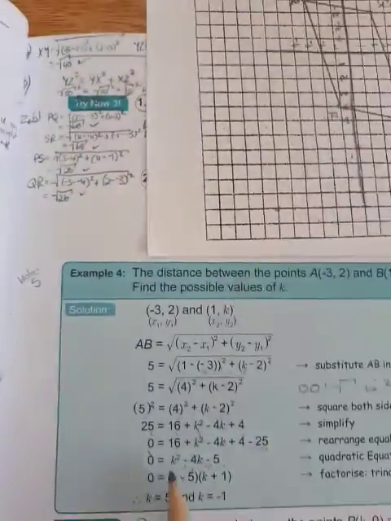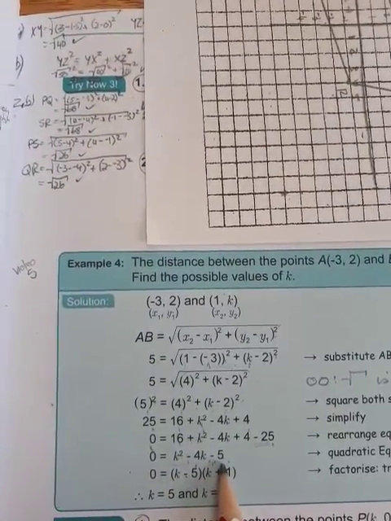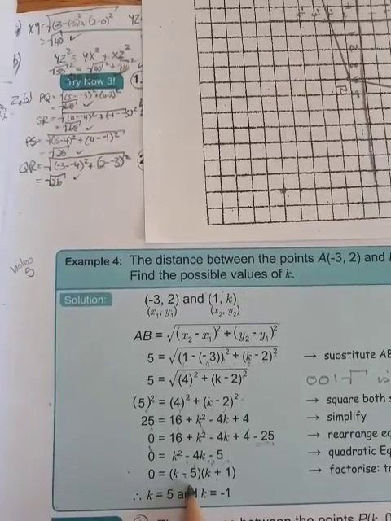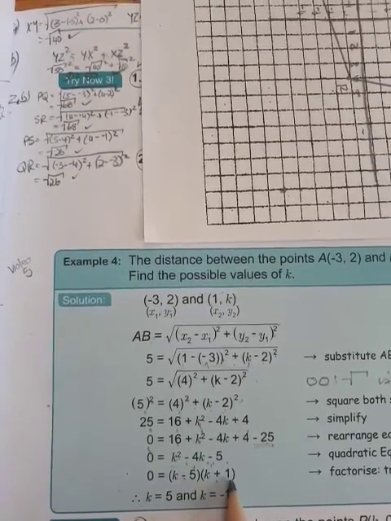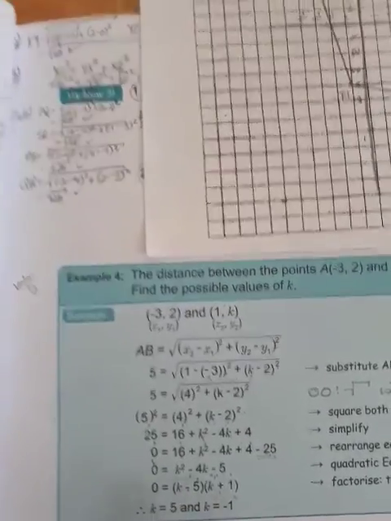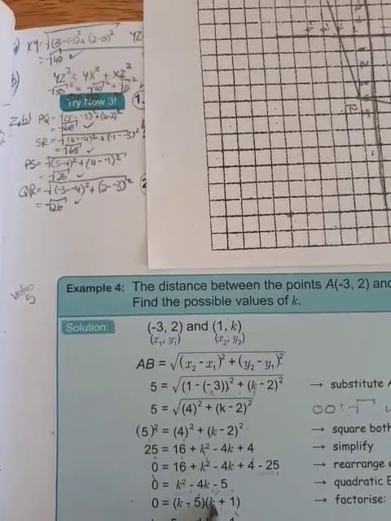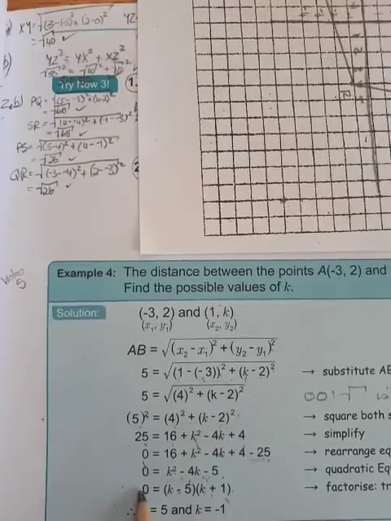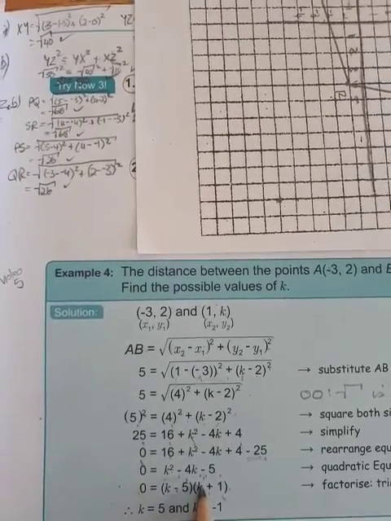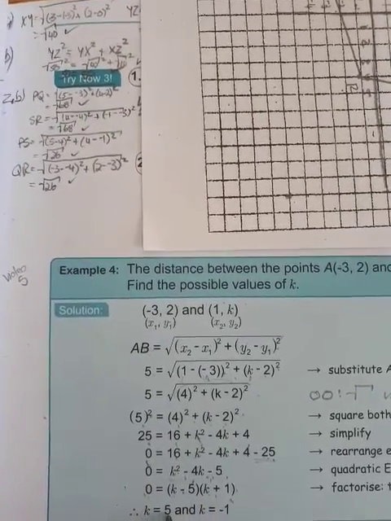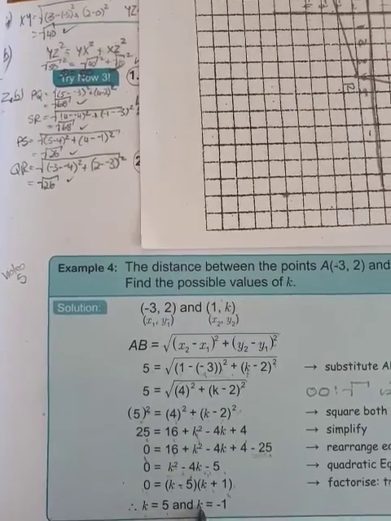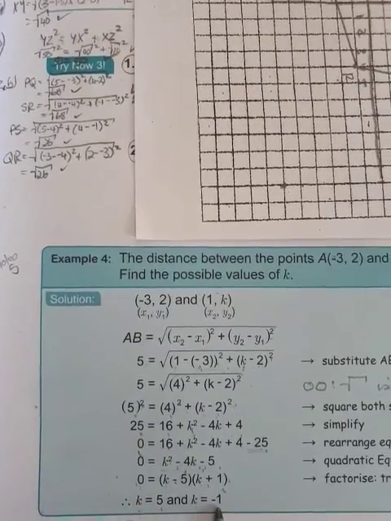Then we're going to factorize the quadratic equation. We get (k minus 5) and (k plus 1). And then remember, people, k minus 5 can be 0, or k plus 1 can be equal to 0. Then we calculate k in each case. So k is either 5 or k is negative 1.